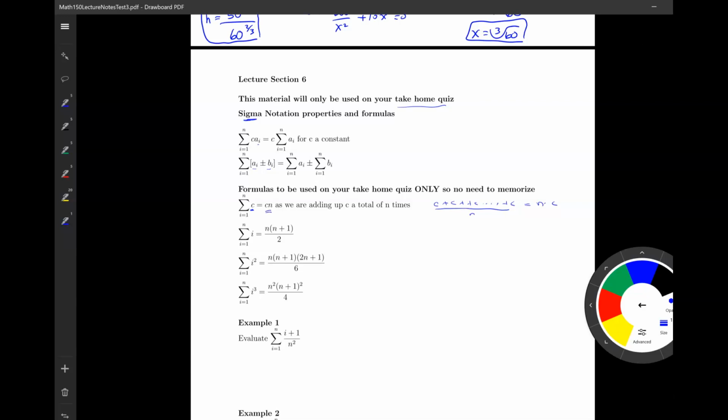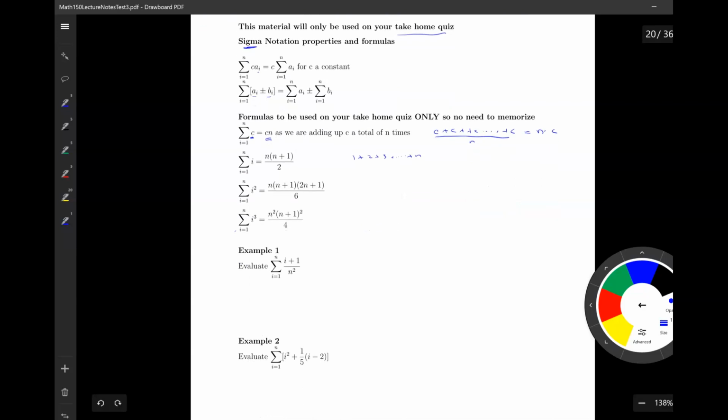If I have i equal 1 to n, I'm adding up 1 plus 2 plus 3 all the way up to n. What that equals is n times n plus 1 divided by 2. If I'm adding up i squared from 1 to n, this is the sum, and i cubed, this is the sum. So again, you will not need to memorize it. You just get to use them. Okay, so let's use it here.